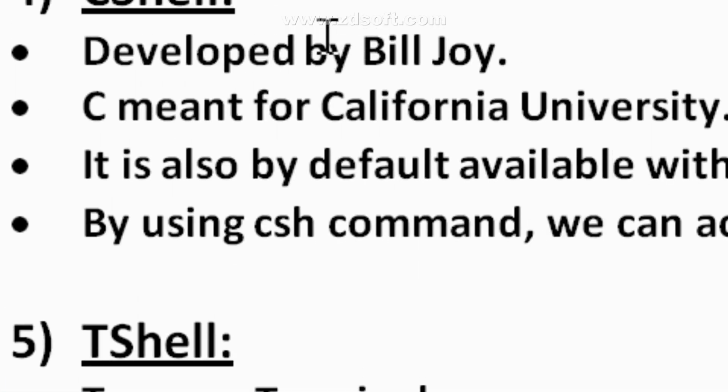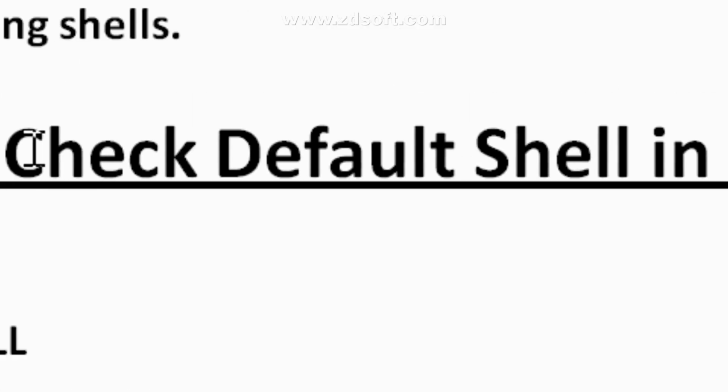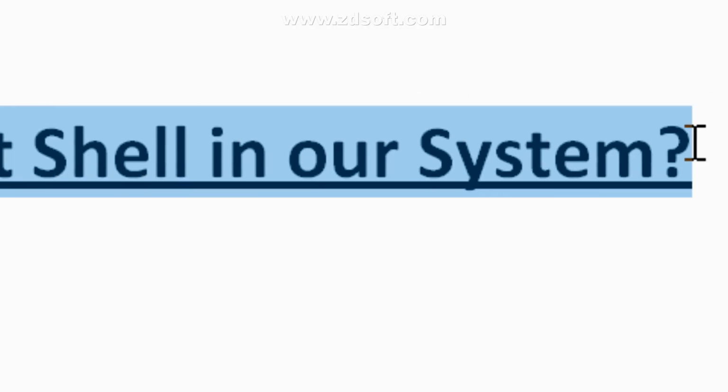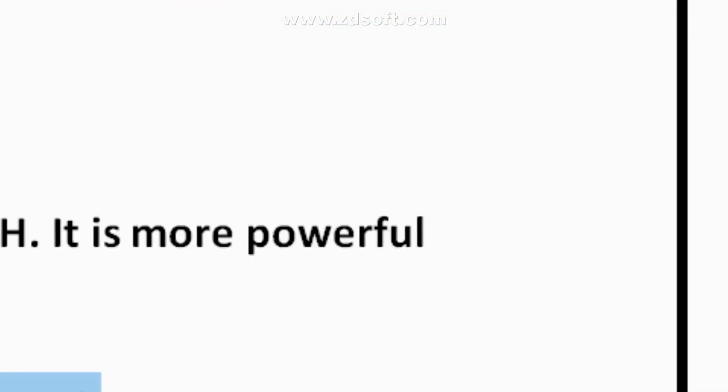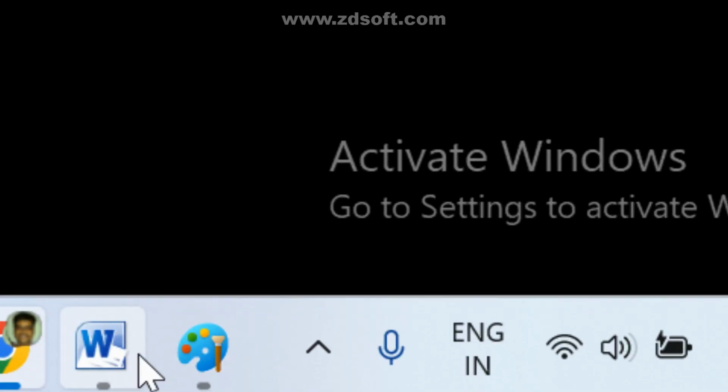But no need to execute, no need to work with all shells in real time. Now see here how to check the default shell in our system. This is my operating system. How do I know which shell is available by default, whether it is Bourne shell, C shell, K shell, or Z shell? There are different shells available, right?